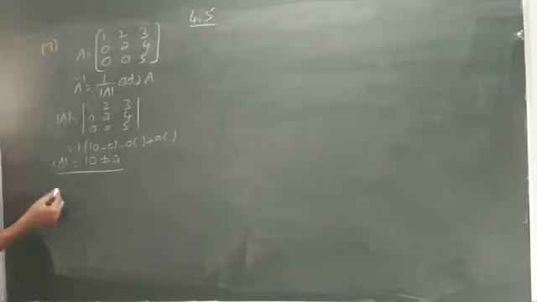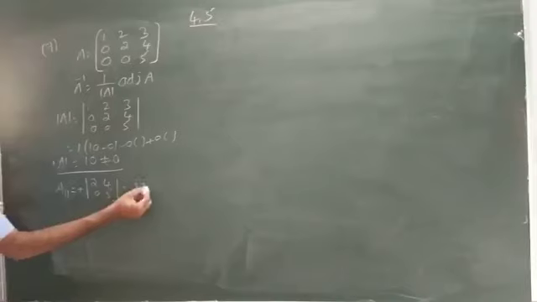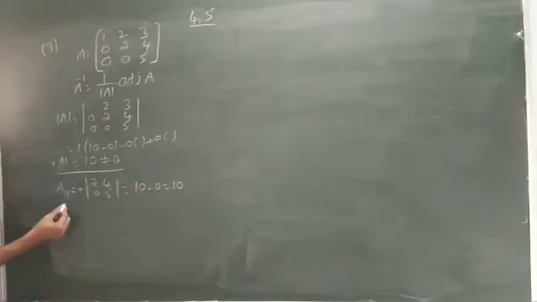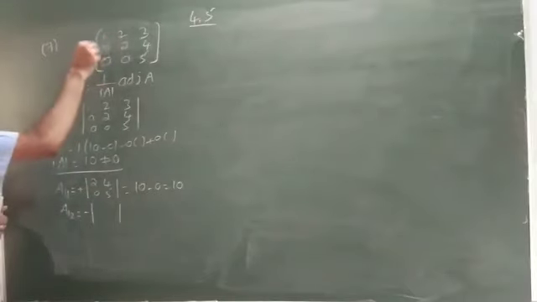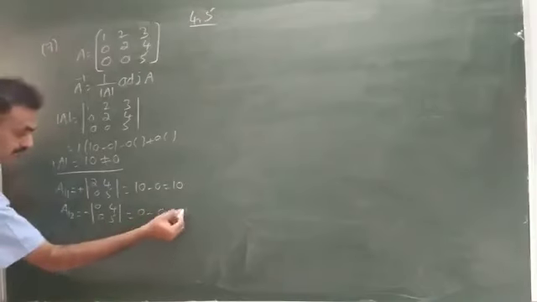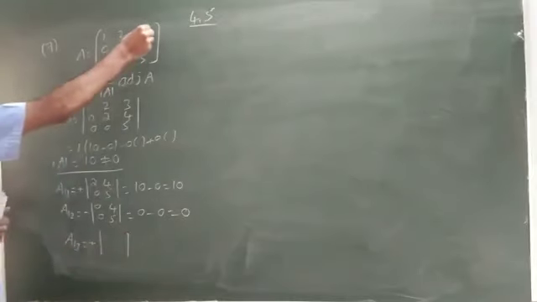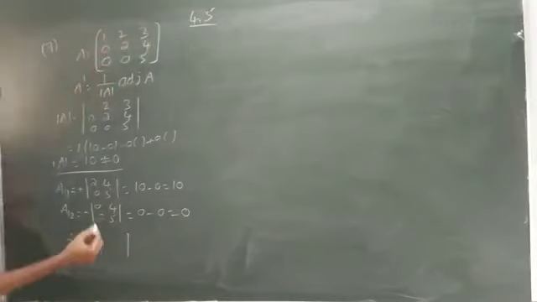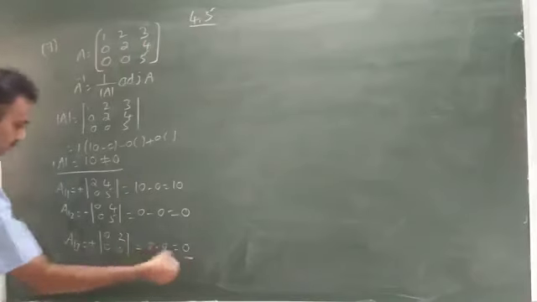Let us find the cofactors of all elements. A11: plus, [2, 4; 0, 5]. It is 10 minus 0, 10. Let us take A12. Sign is negative. For this element, leave the row and column: [0, 4; 0, 5]. Answer is 0 minus 0, 0. To take up A13, sign is positive. Leave the row and column: [0, 2; 0, 0]. So answer is 0 minus 0, 0.